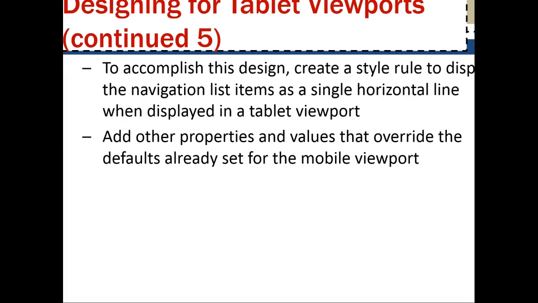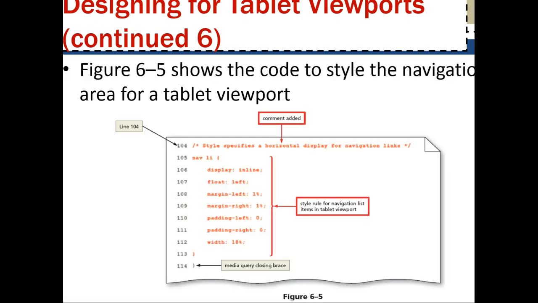To accomplish this type of design, we create a style rule to display the navigation list item as a single horizontal line when displayed in a tablet viewport. We can also add other properties and values that can override the defaults that have already been set for the mobile viewport.